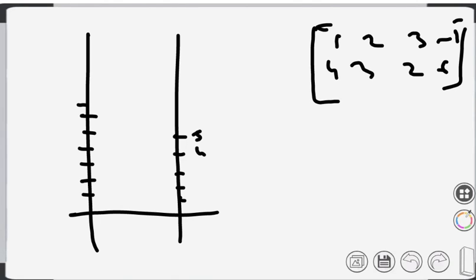4, 5, 6, 7. Okay, so 1 to 4 is like this. Then 2 to 3 is like this. Then 3 to 2, and 1 minus 6. 3 to 2. 1 minus 6.